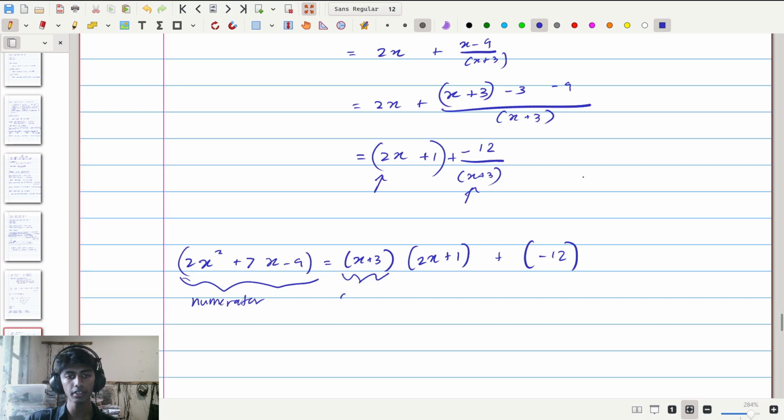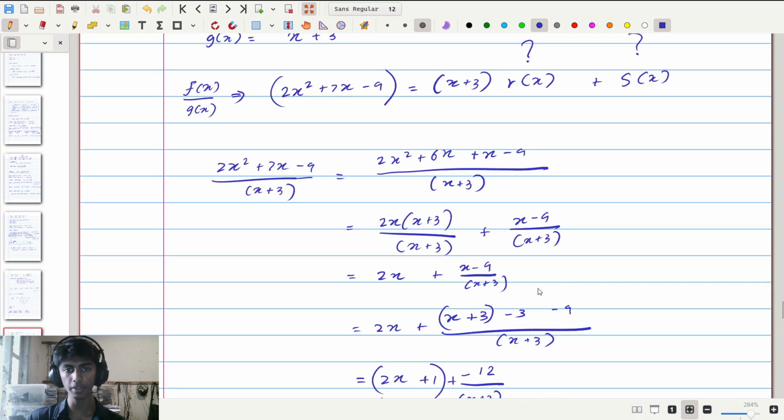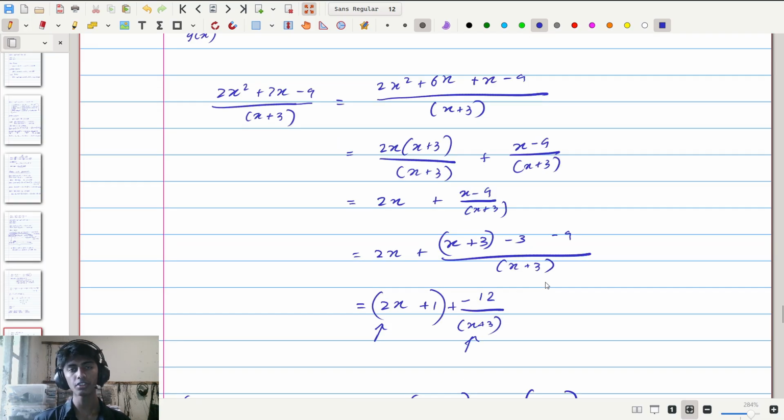This was our denominator. This was our quotient, and this was our remainder. So there we have successfully found the quotient and the remainder using this method. So what we did was repeatedly target the highest order term and try to factor out an x plus 3.